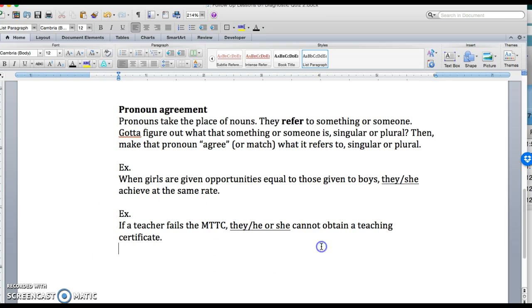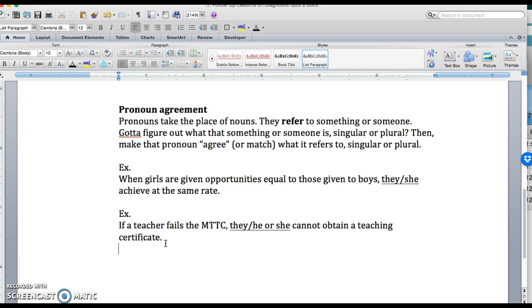Here's the tricky one. If a teacher fails the MTTC, they or he or she cannot obtain a teaching certificate. We ask ourselves, what is the subject of the sentence, teacher? And that is indeed what the pronoun refers back to. And so it's not the test. That's not what the pronoun refers back to. It's the teacher. Notice that teacher is singular. So we must pick he or she. If a teacher fails the MTTC, he or she cannot obtain a teaching certificate.